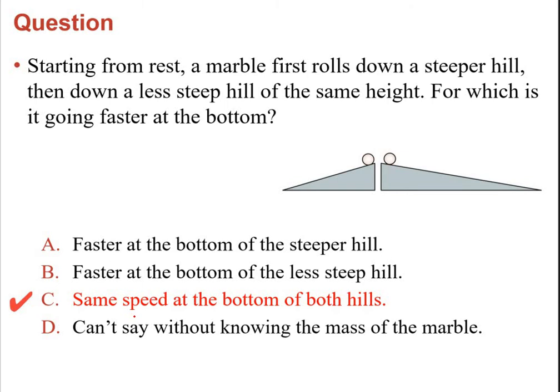Okay, so the answer is they're going to be the same speed, and that's because of energy conservation. It doesn't depend on the slope. Let's call this height h. Now if you apply conservation of energy, since the ball starts from rest, the initial energy is mgh, right? And the final energy is, since this is our zero of potential at the bottom, the potential energy is 0. It only has kinetic energy, so that's half mv squared.